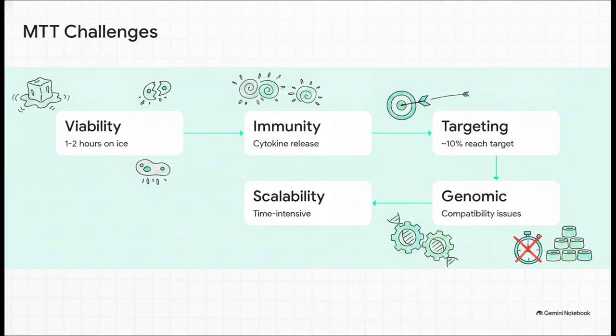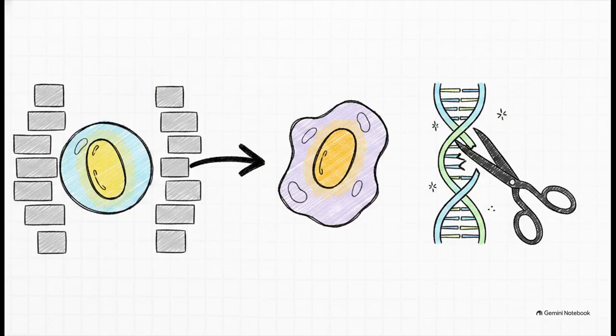3, targeting efficiency. Currently, only about 10% of systemically delivered mitochondria actually reach the target tissue. 4, genomic compatibility. Mismatches between donor mtDNA and recipient nuclear DNA can disrupt cellular harmony over time. And finally, 5, scalability. Time-intensive isolation just doesn't work for fast-paced emergency medicine. But bioengineers are fighting back with some truly brilliant solutions.